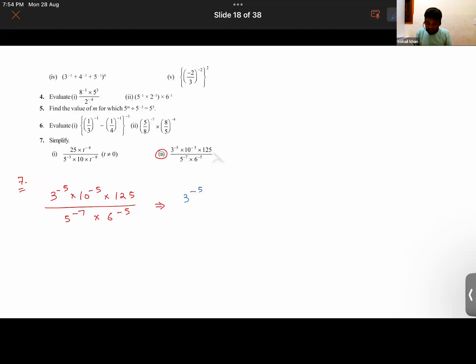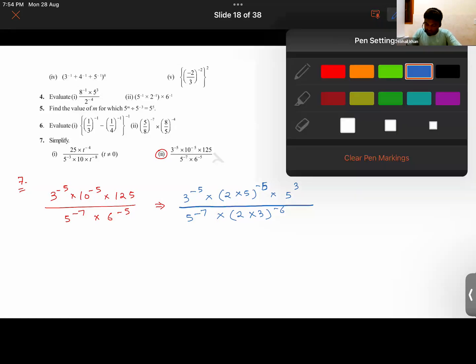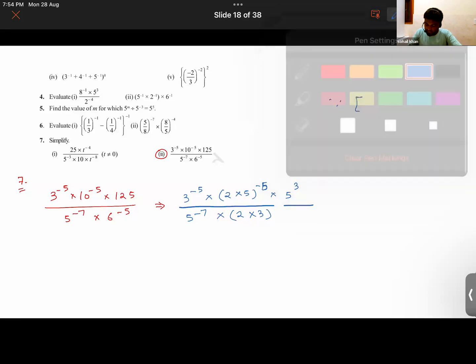3 raised to the power -5, you will write it as it is. 10 raised to the power -5 can be written as 2 into 5 raised to the power -5 here. Getting it? And 125 can be written as what? 5 raised to the power 3. Yes, we can write it like that. Now 5 raised to the -7. Now 6 raised to the power -5, can I not write it like this? 2 into 3 raised to the power -5.